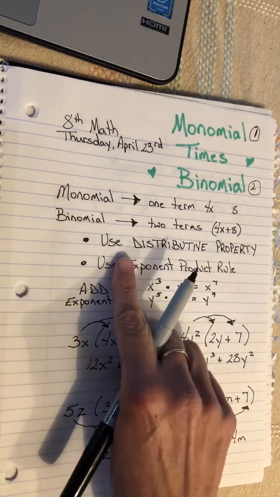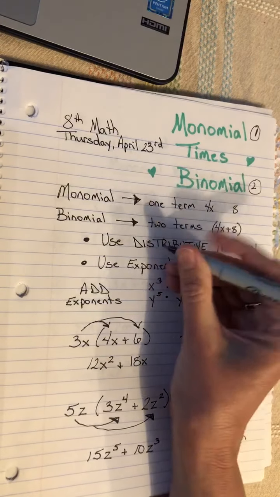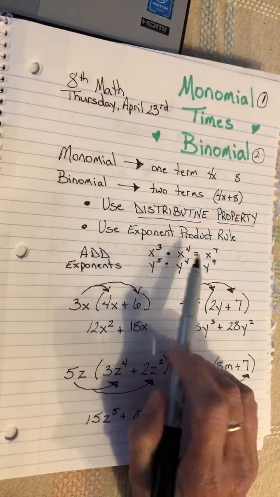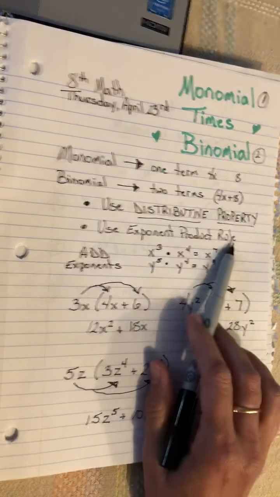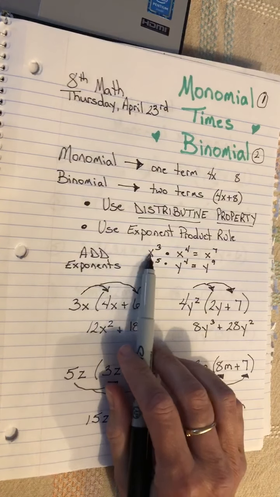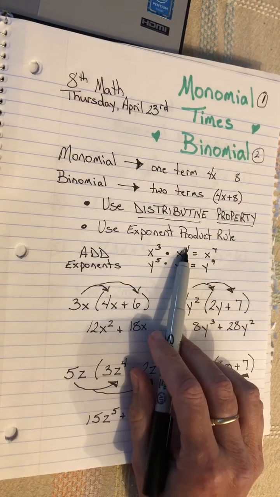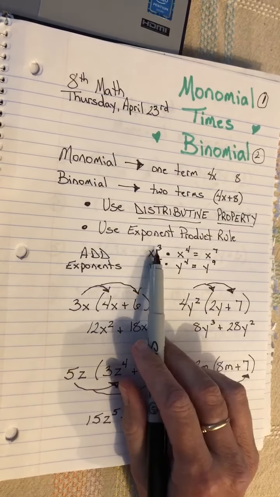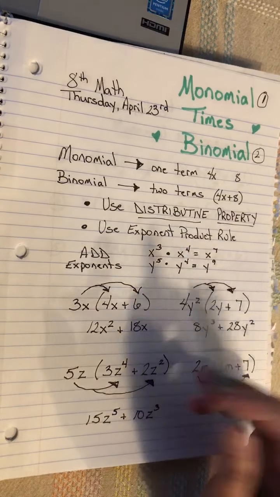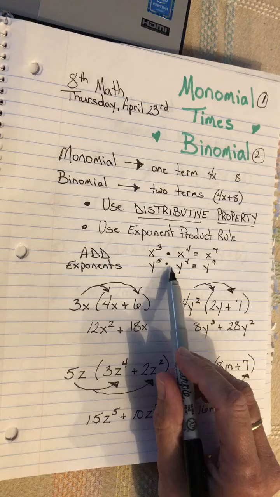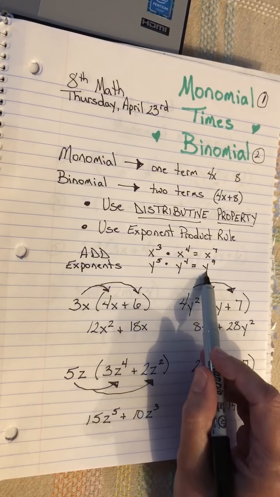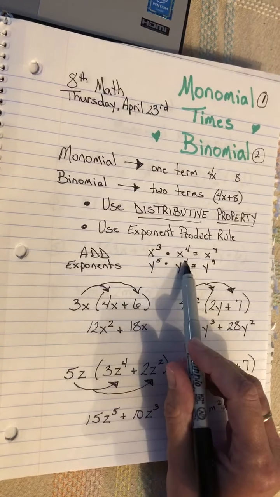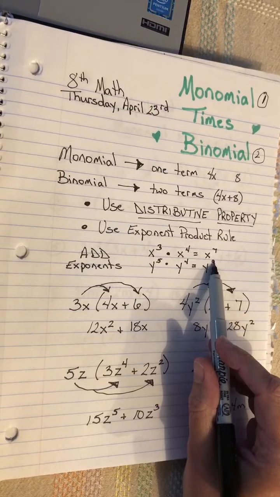Now the way that we're going to do it is we're going to use the distributive property, which we have worked on all year. The other thing we need to go over is the exponent product rule. If we take x to the third times x to the fourth, we get x to the seventh. You add the exponents together, 3 plus 4 equals 7. If I have y to the fifth times y to the fourth, we would get y to the ninth. Once again, we add the exponents together. 5 plus 4 gives us the exponent of 9.